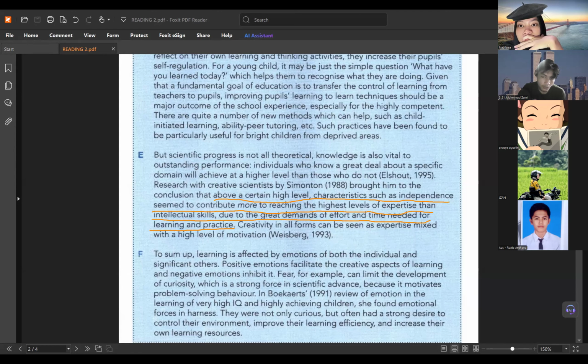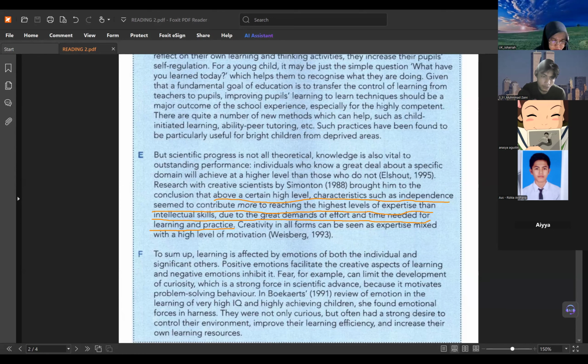No, I mean, can you translate this? Use your own words. What's the point that Simonton is saying here? Above, di atas tingkat yang sangat tinggi, karakteristik seperti kemandirian, keterampilan intelektual, karena tuntutan besar usaha dan waktu yang dibutuhkan untuk belajar dan berlatih. So it's saying that pada level tertentu karakteristik juga menjadi hal penting untuk pelajar dapat mencapai hasil belajar yang lebih baik, ya. So karakter, not only their skill, if they're smart or not, but also their characteristic.